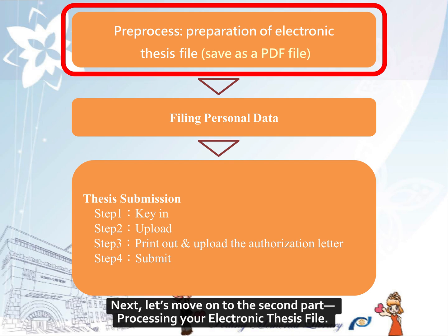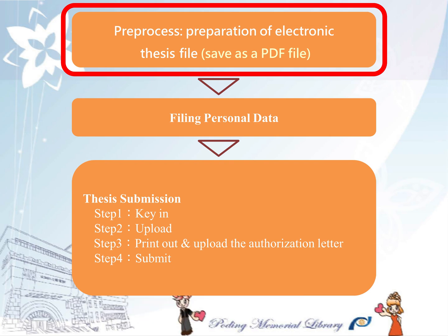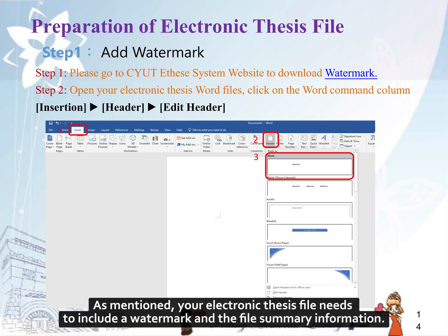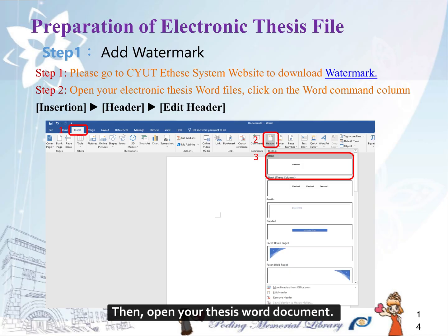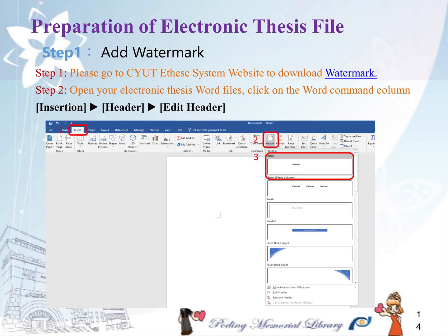Next, let's move on to the second part, processing your electronic thesis file. As mentioned, your electronic thesis file needs to include a watermark and the file summary information. First, go to CYUT E-Theses system website and download the watermark image. Then, open your thesis Word document.